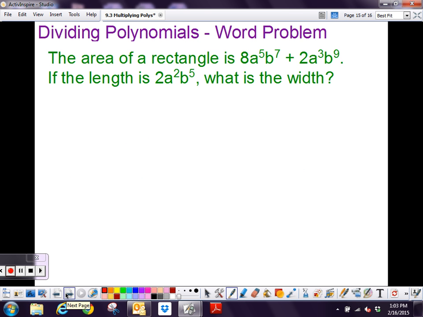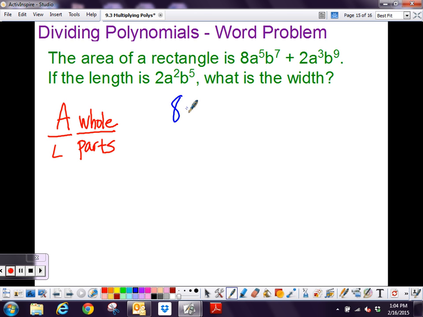The area of a rectangle is 8a to the 5th, b to the 7th, plus 2a cubed, b to the 9th. If the length is 2a squared, b to the 5th, what is the width? All right, so here it's giving us the area, which is the whole. Remember, if you're trying to find out one of the parts, you do the whole and you divide it by the part, or the parts that you have. So we need to do the area divided by the length here.